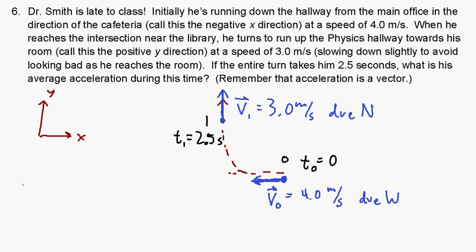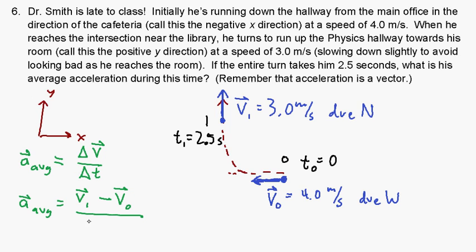To find average acceleration: average acceleration over some period of time is your change in velocity over your change in time. So my average acceleration from state 0 to state 1 is, we're going to need my final velocity, and we're going to subtract my initial velocity, and then we're also going to need my final time minus my initial time.